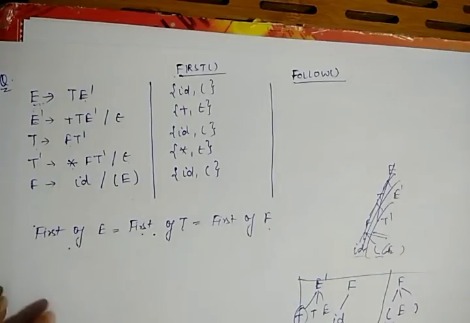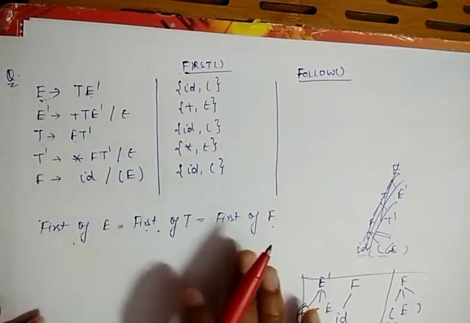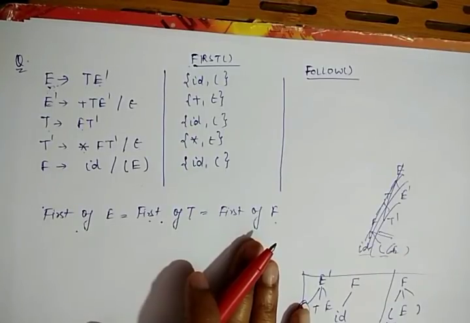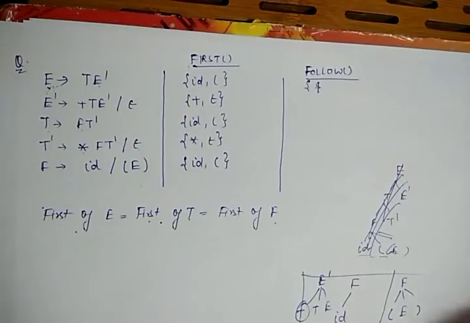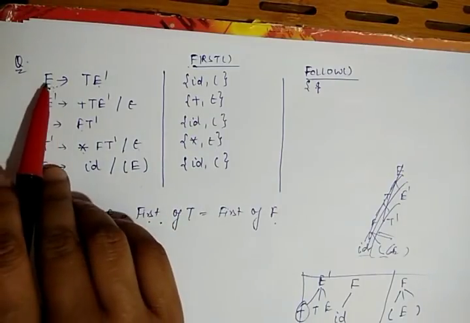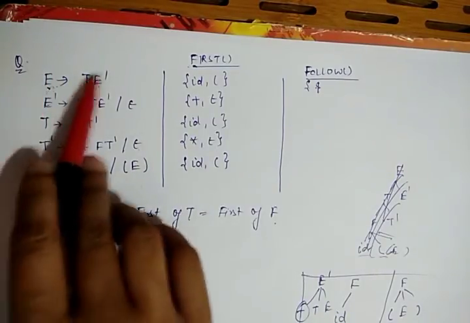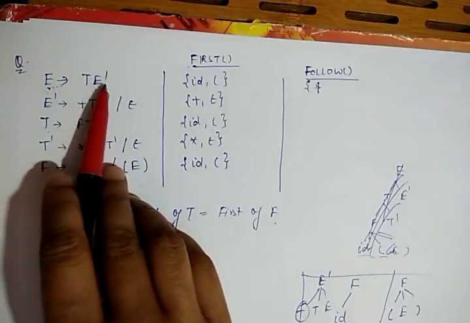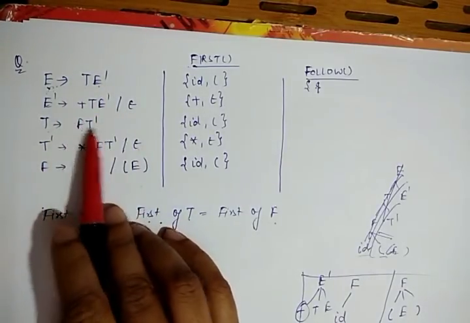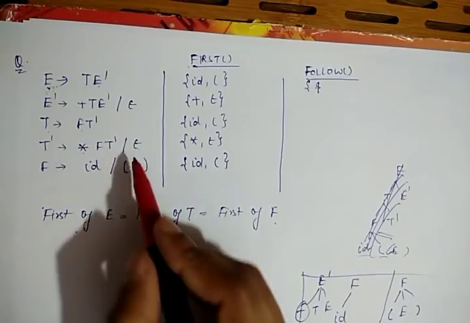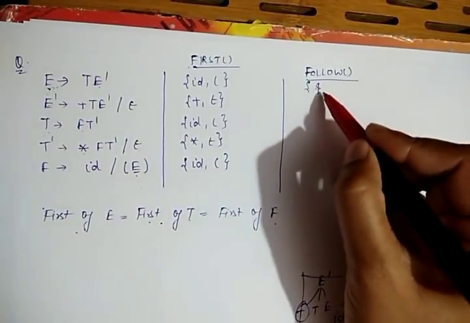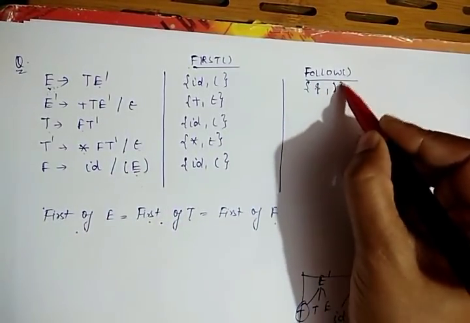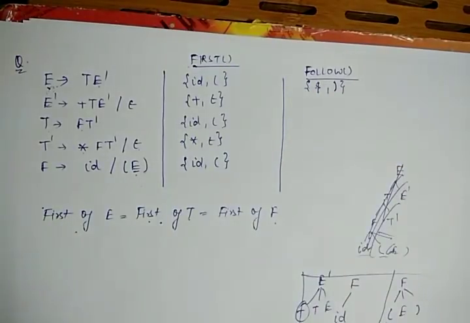So see, first we have to find out follow of E. As E is the starting symbol, it is always followed by dollar. Okay. And second thing is, for finding the follow, just check wherever E comes at the right hand side. See here, E comes here, no. E comes here, no, no. E comes here. So what follows E? E is followed by close brace. So with the dollar sign, we also have a close brace. So this is the follow of E.